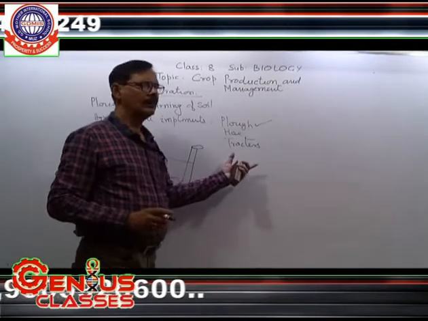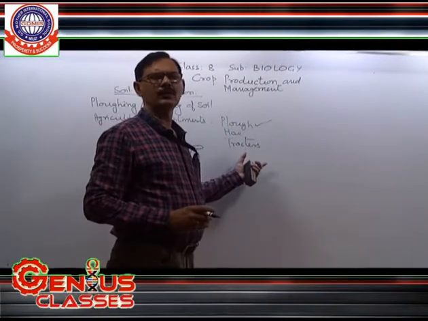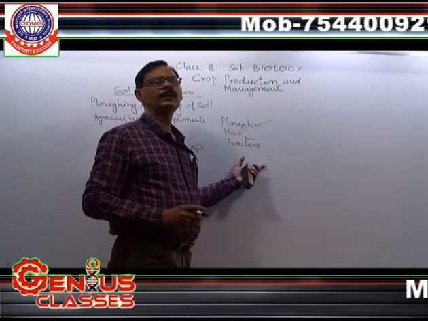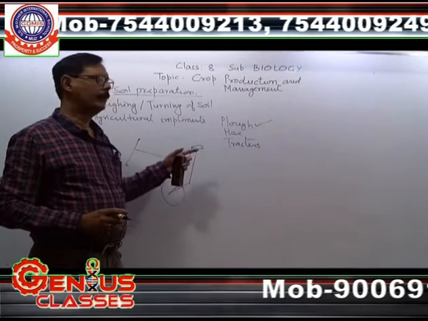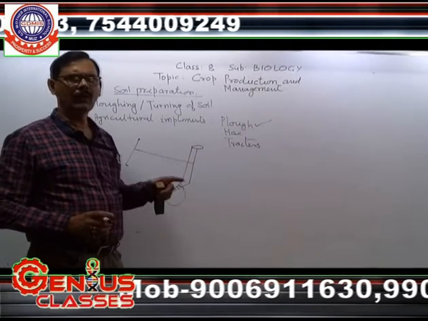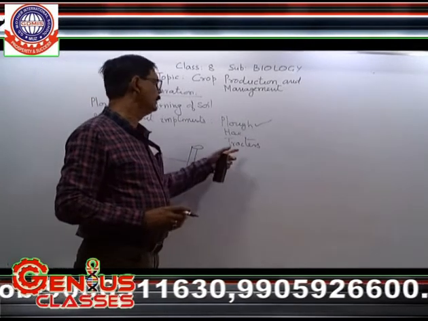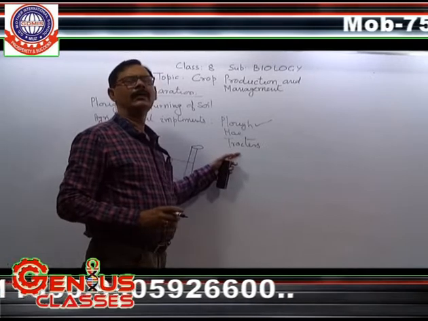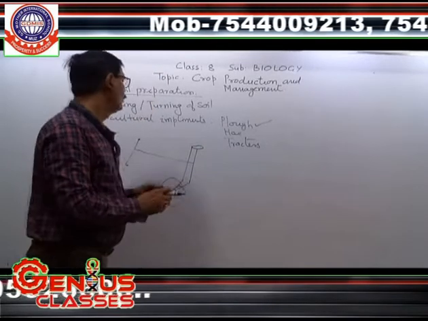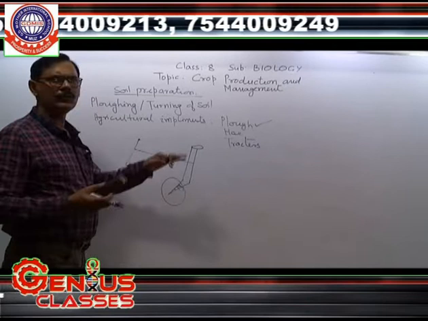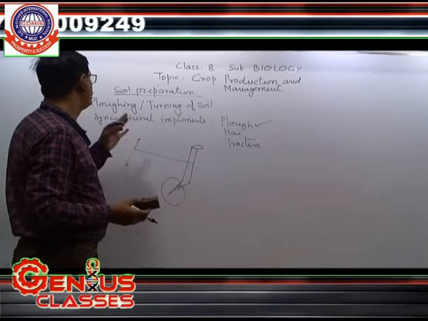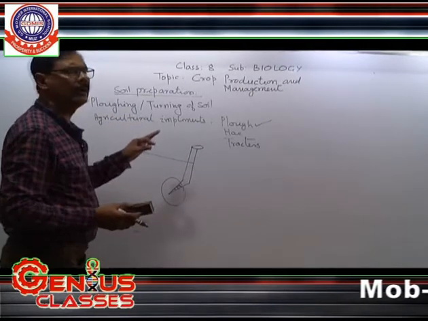Nowadays, on the larger scale, tractors are being used, which not only minimize the labor cost, but also till the soil very efficiently. So whatever may be the implement we are using, what is the basic objective of the ploughing or the turning of the soil?